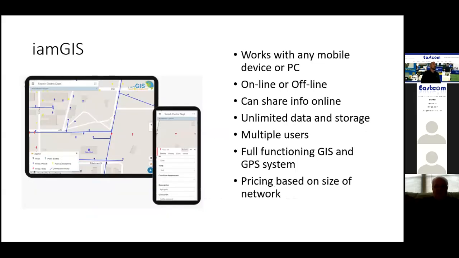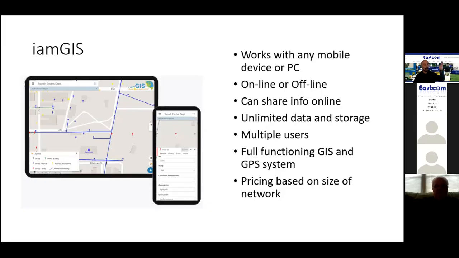Okay, so for those of you that do not have a GIS system, this is a great solution. So one cool thing about IMGIS, they price it based on the size of your utility. So if you have 40,000 customers, it's going to be more expensive than if you have 20,000. So they kind of parse it out based on the size of your network.